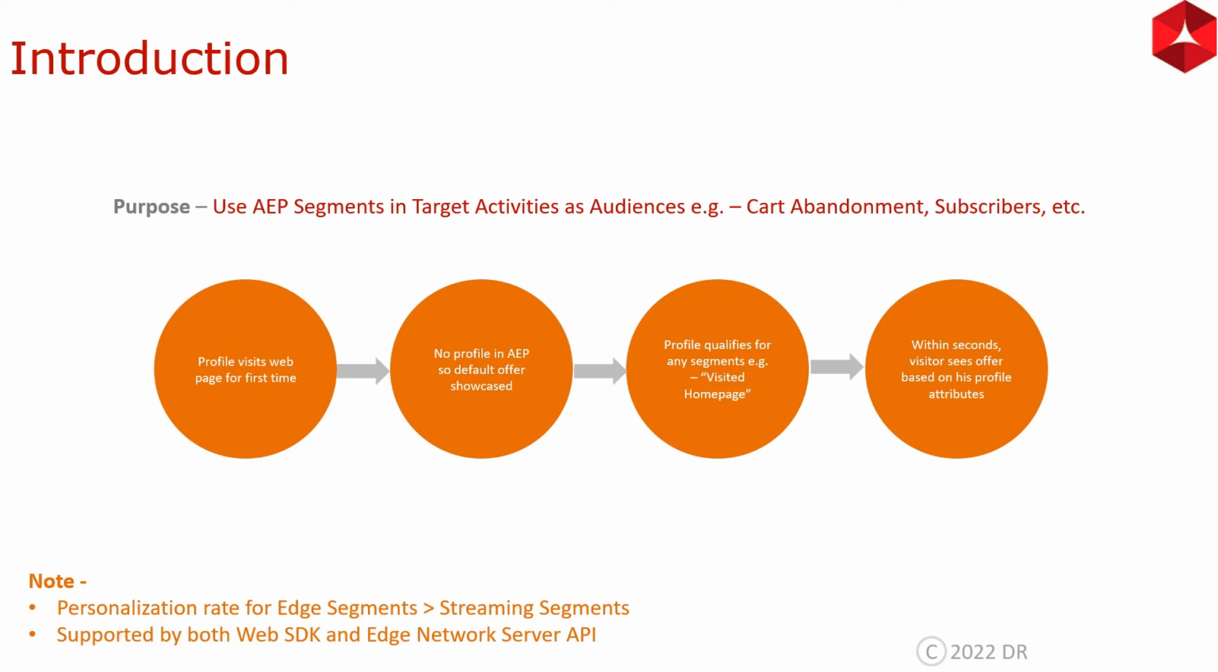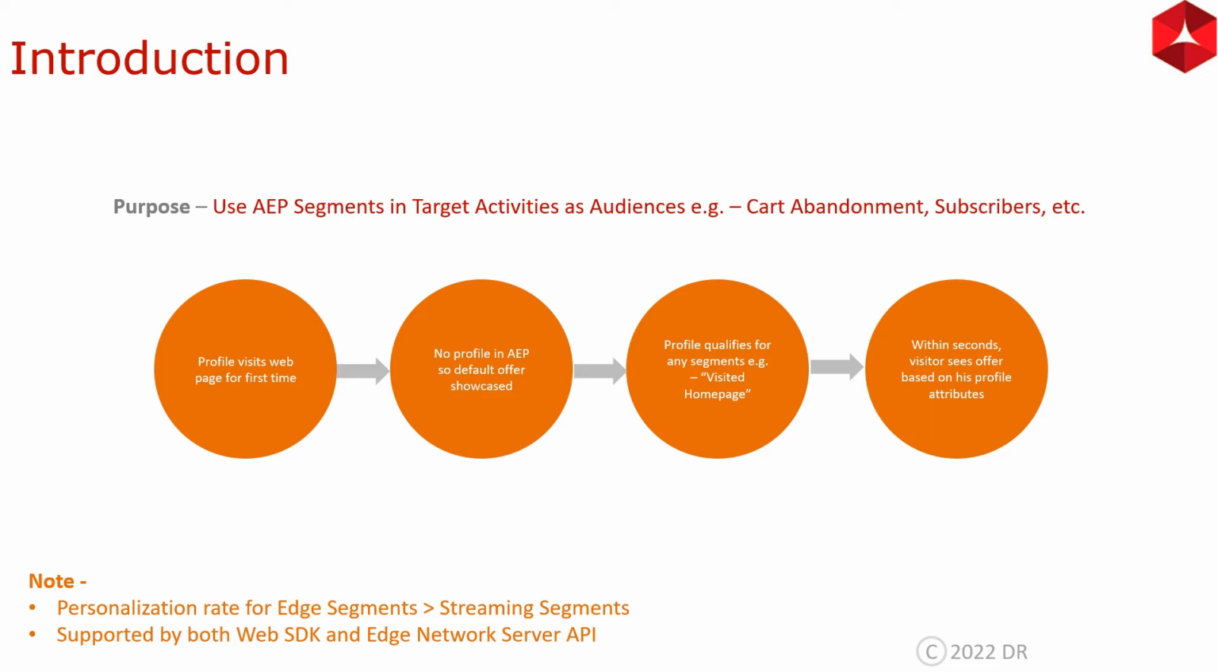Always remember that for edge segments, the personalization will happen faster as compared to streaming segments, right? Now, I'll not go into what edge segments and streaming segments are. You can go to the AEP documentation to read the same, right? And most importantly, this integration is supported by both Web SDK and Edge Network Server API, right? Because these two are the ways to communicate with the edge network. So it's supported by both of them.